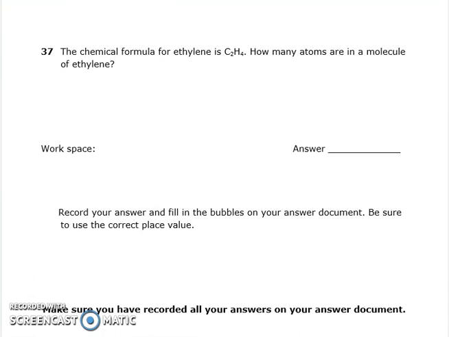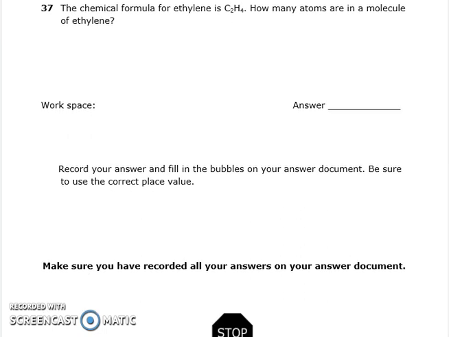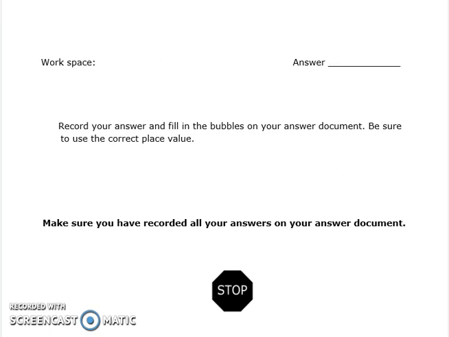Number 37. The chemical formula for ethylene is C2H4. How many atoms are in a molecule of ethylene? Record your answer and fill in the bubbles on your answer document. Make sure you recorded all your answers on your answer document and you have your science teacher and period at the top of your test.